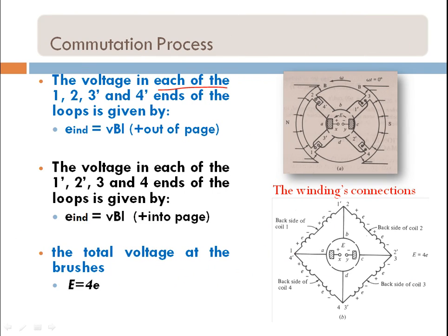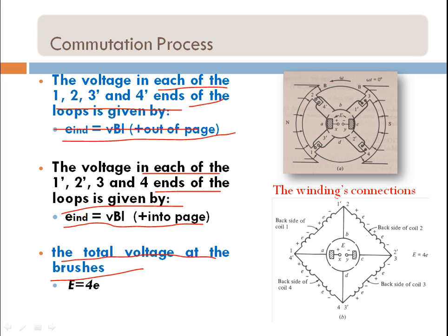The voltage in each of the 1, 2, 3 and 4 ends of the loops is given by e_ind equals v cross B dot l. The induced voltage is positive, B out of page. The voltage in each of the 1, 2, 3 and 4 ends of the loop is given by e_ind, and here B is into the page. The total voltage at the brushes is 4E.